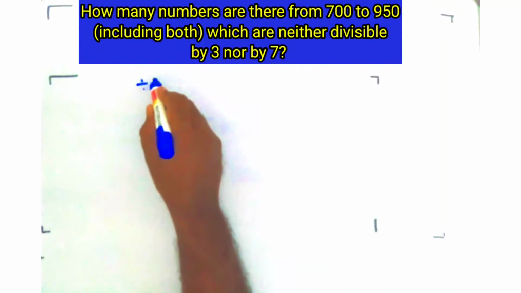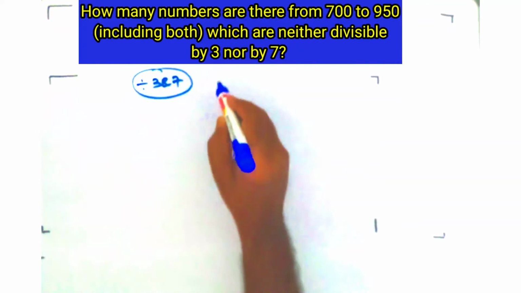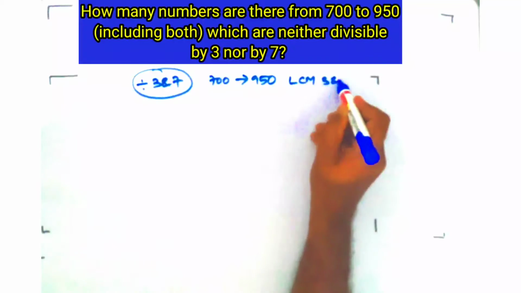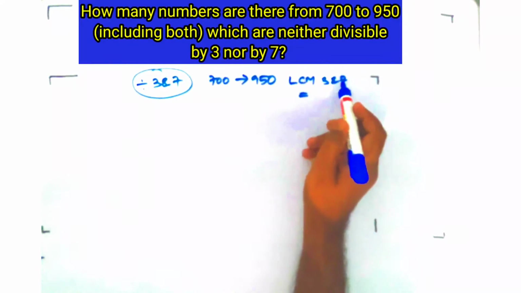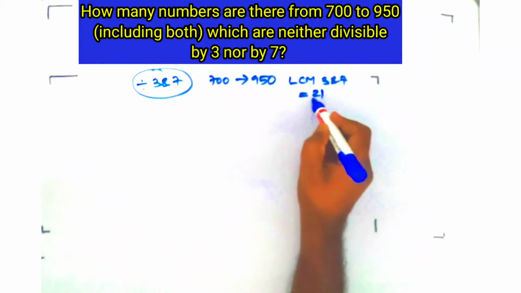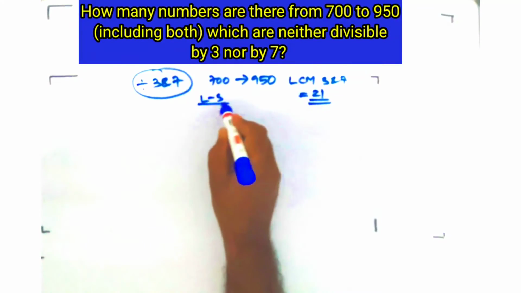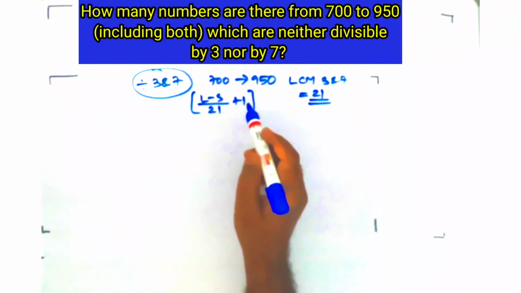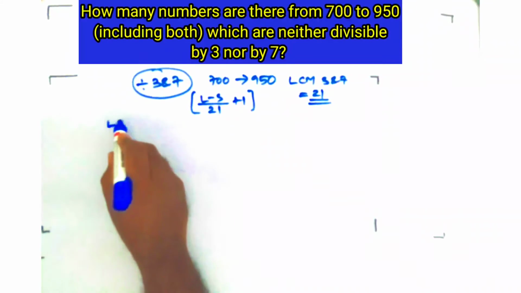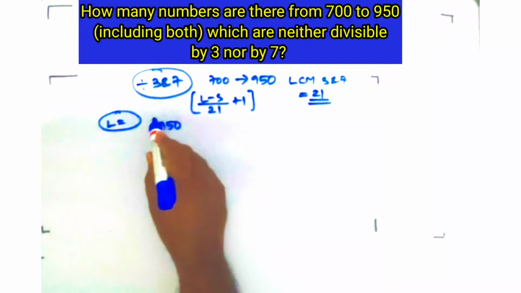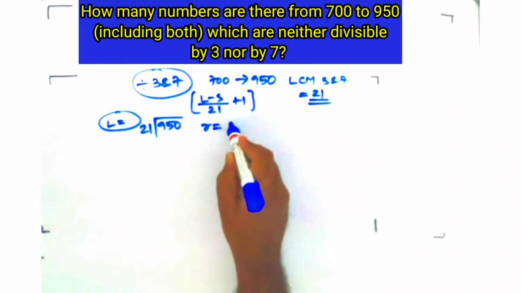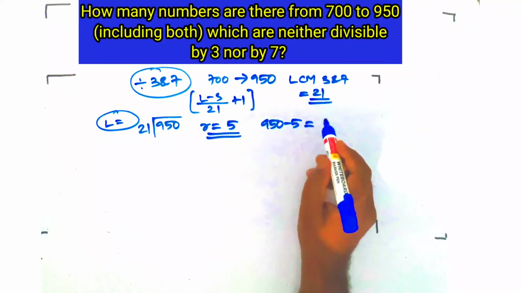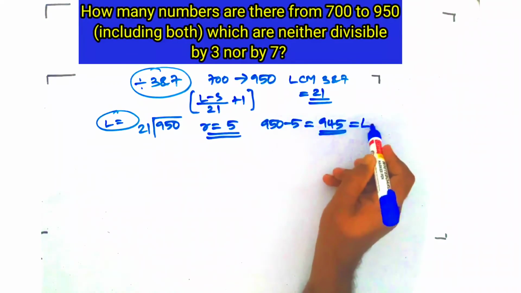Our next step is to find the number of numbers which are divisible by both 3 and 7 from 700 to 950. For that we have to find the LCM of 3 and 7. The lowest common multiple of 3 and 7 will be 21. 3 into 7 is 21, 7 into 3 is 21. The equation here is (L minus S) by 21 plus 1. Like in the previous steps, we have to find L and S. For finding L, divide 950 by 21 and the remainder is 5. So 950 minus 5 is a number divisible by 21. 945 is divisible by 21. This is our L.